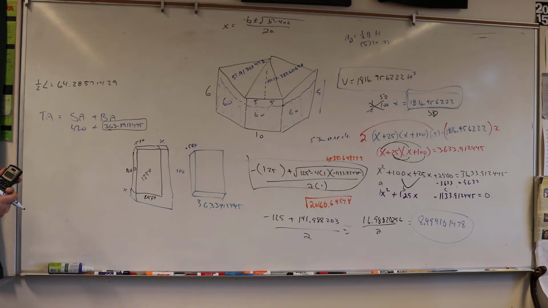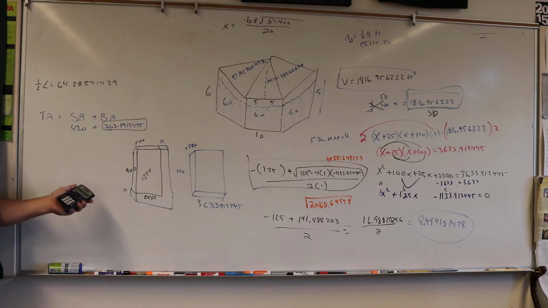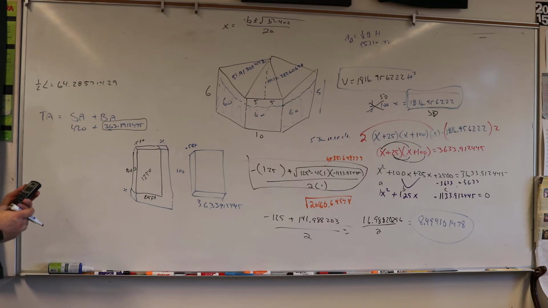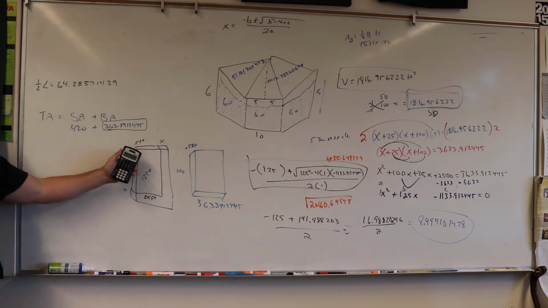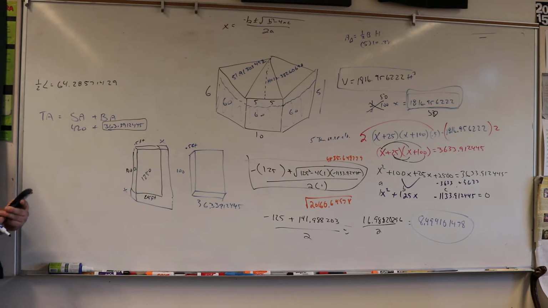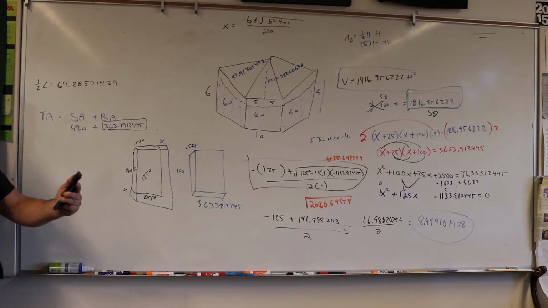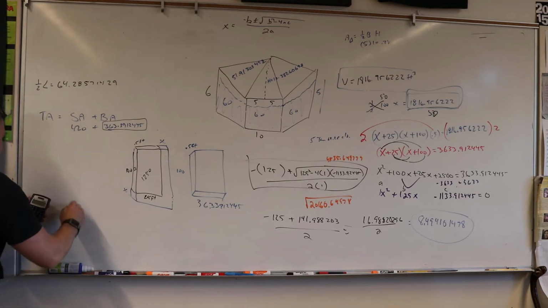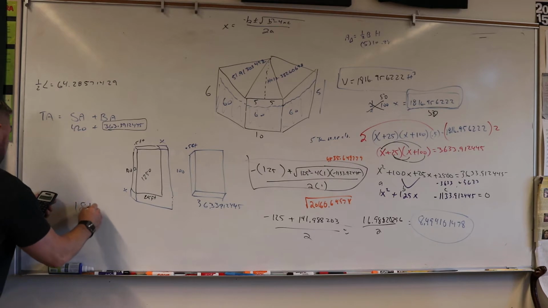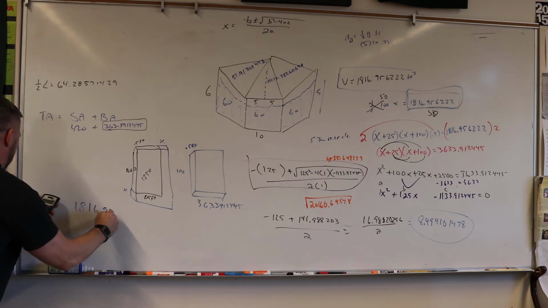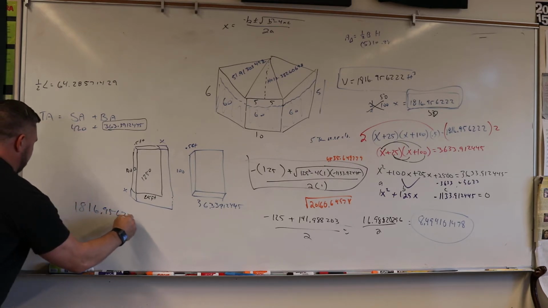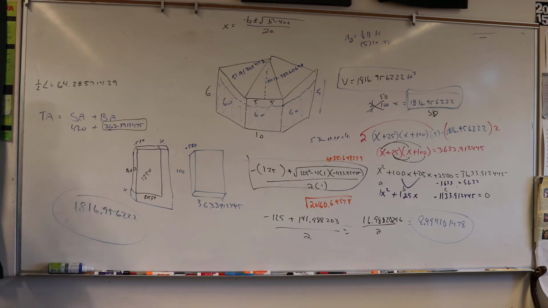8.49410147. That's a long number, but it's just a number. It's just a number. You just put it in, right? Okay? Hit your parentheses. And then what are we going to times it by? A half, right? 0.5. And I hit equals. And guess what I got? 1816.9562222.